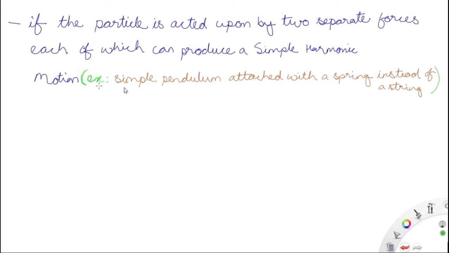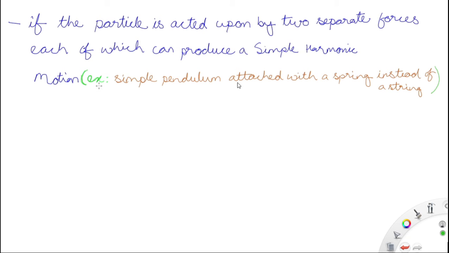So consider a simple pendulum attached with a spring instead of a string. In that case the spring will be causing the linear oscillation, and the pendulum will be doing angular oscillation. The mass attached to the spring will be doing angular displacement, meaning angular vibration, and it can also do linear vibration. Both can do vibration.